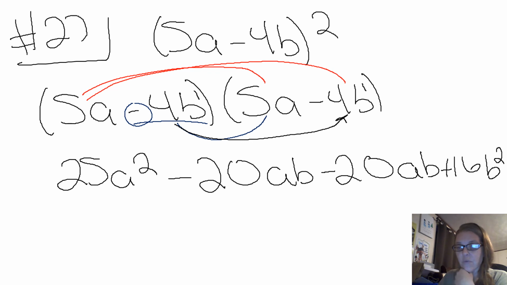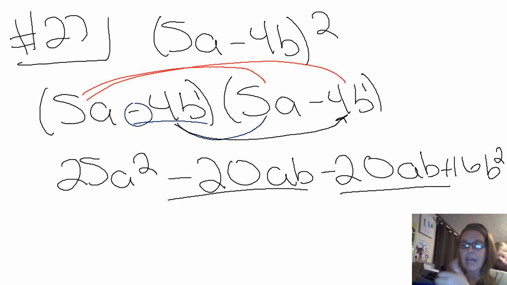Now we have to see if we have any like terms in distributive property. And here I have an AB term. Here I have an AB term. So I'm going to add like terms. Now, this is where you have to pay attention, because when I am adding like terms, I add my coefficients and my term stays. I'm not going to add anything when it comes to my letters and exponents. The term stays. Negative 20ab minus 20ab.